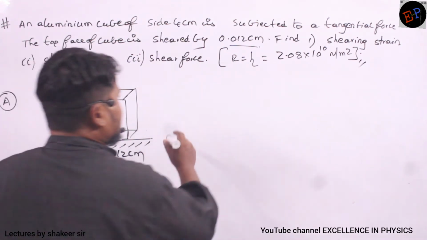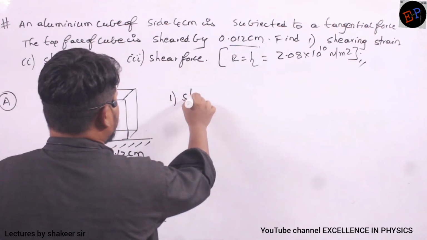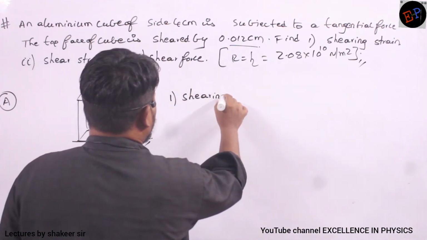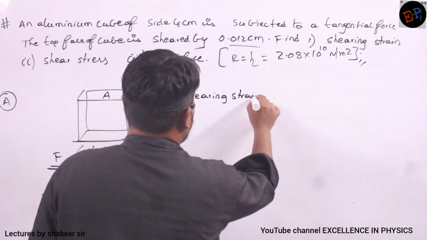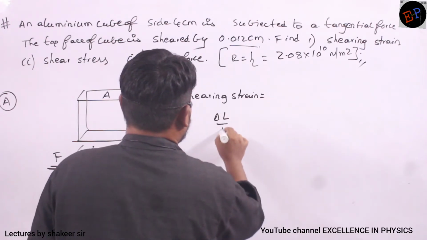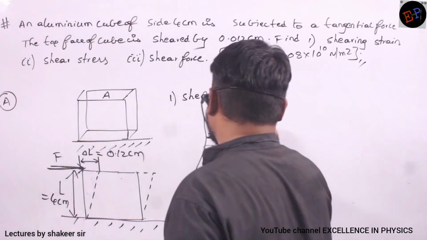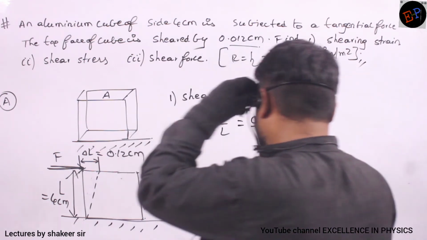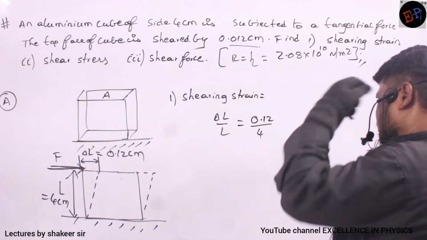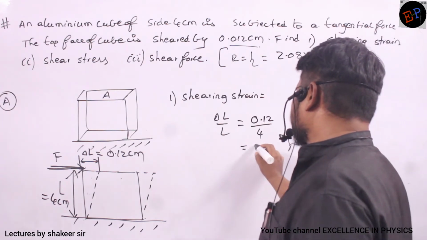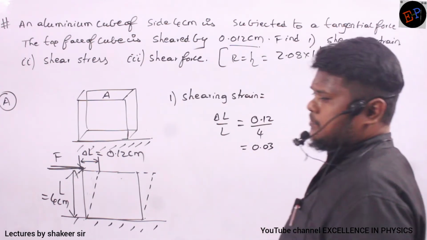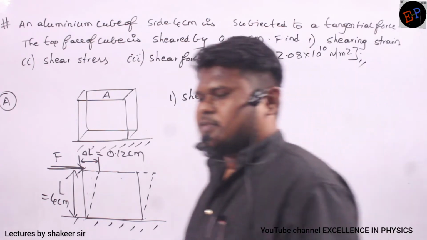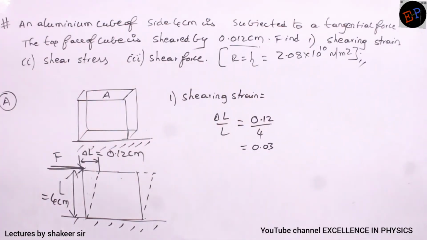First question, shearing strain. What is the formula for strain now? Strain is nothing but delta L by L. Delta L is how much? 0.12 divided by 4. Clear? 4 threes are 12. So therefore it is 0.03. That is the strain which is produced in this. Are you able to understand?